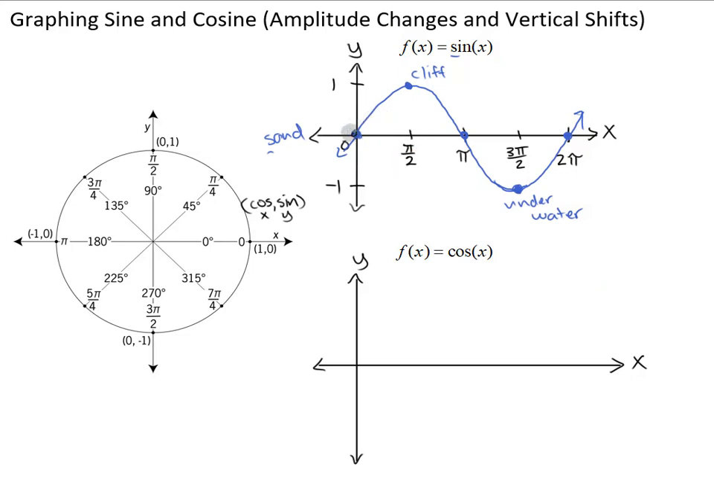We will either go from the sand, or 0, to our cliff, +1, back down to the sand, underwater, back to the sand, and so on. We just kind of oscillate between those over and over again every 90 degrees in our parent function.